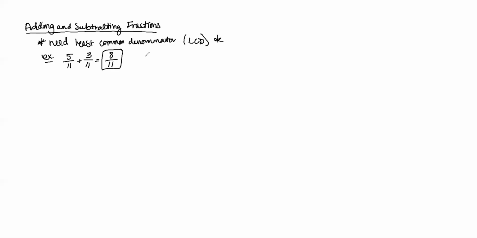And it's the exact same thing when we have subtraction. We're just going to be subtracting the numbers instead. So let's say we have 9/10 minus 3/10. Then we have 9 minus 3 is going to give us 6/10. And always reduce. So 6 and 10 can both be divided by 2. So 6 divided by 2 is 3. 10 divided by 2 is 5.